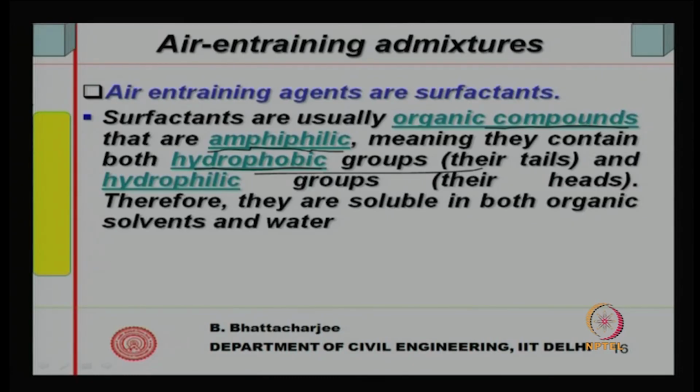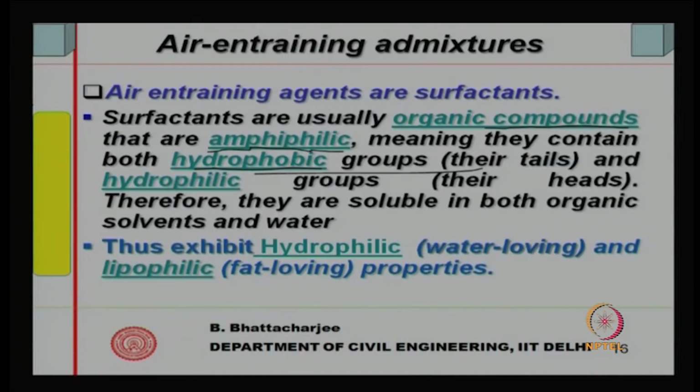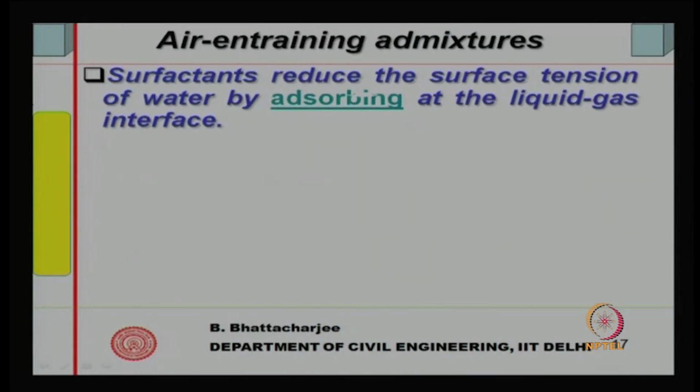So, it is a kind of chain. On one side they have got molecules which can attract water, on the other side molecules which can reject water. Thus, they exhibit hydrophilic, water loving, and lipophilic, fat loving properties. Some of the hydrophobic groups show lipophilic or fat loving properties. So, these are the two things.